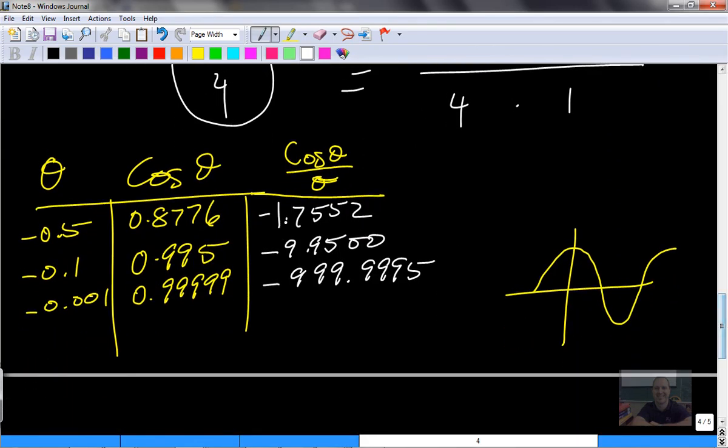But here, we're approaching 0 from the left side. What happens to cos theta divided by theta? We've got negative 1.7, and we've got negative 9.9, and we've got negative 999. So this is not approaching anything gradually at all. There's just no limit that we can take advantage of there. It's just the sine.